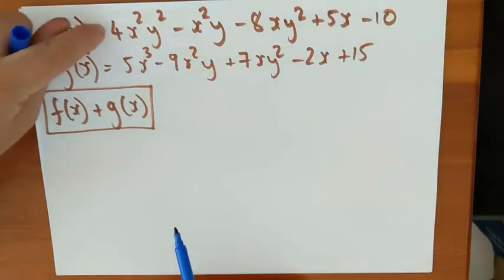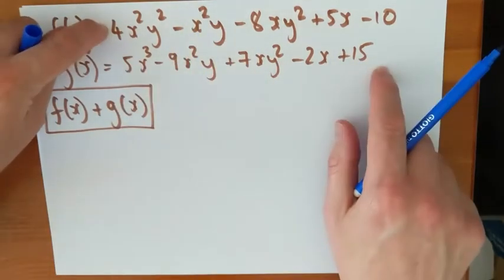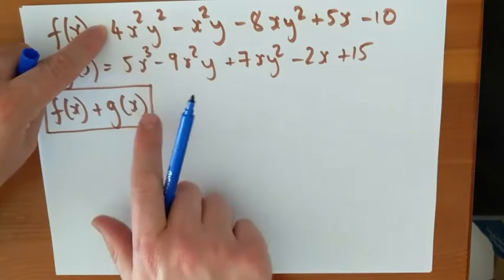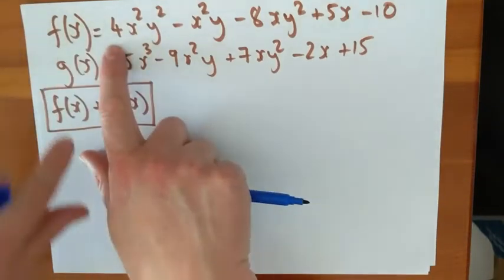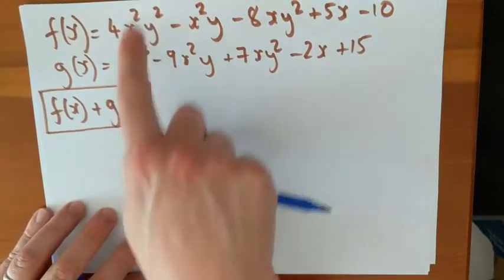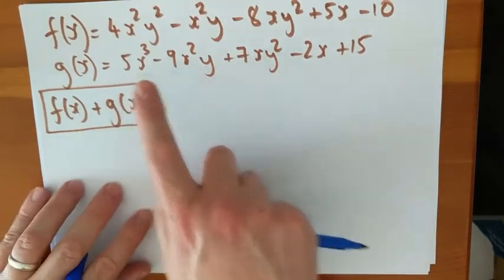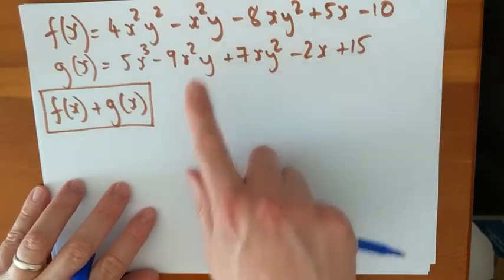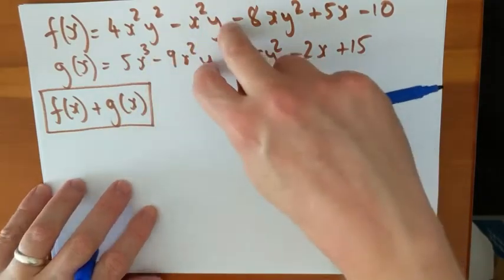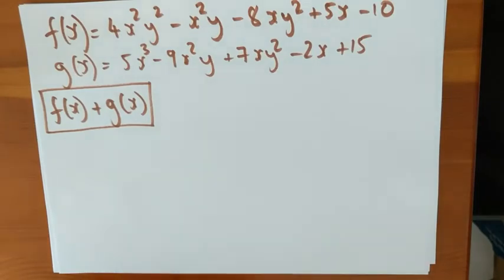So I can't add that term to anything in g of x because there's nothing like it. There's nothing with order 4, and there's certainly nothing with an x squared and a y squared. In f of x, there's nothing with an x cubed, so these two terms cannot be combined with anything else. So they'll appear separately in the answer. But I do have an x squared y here and an x squared y here, so these terms can be added together.